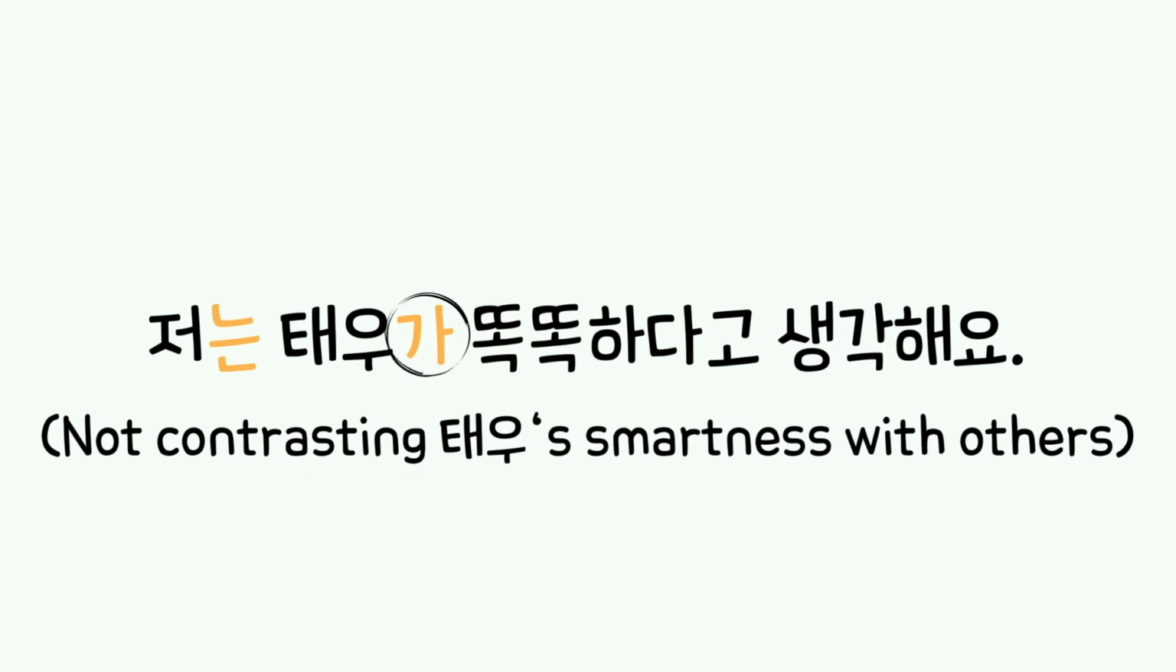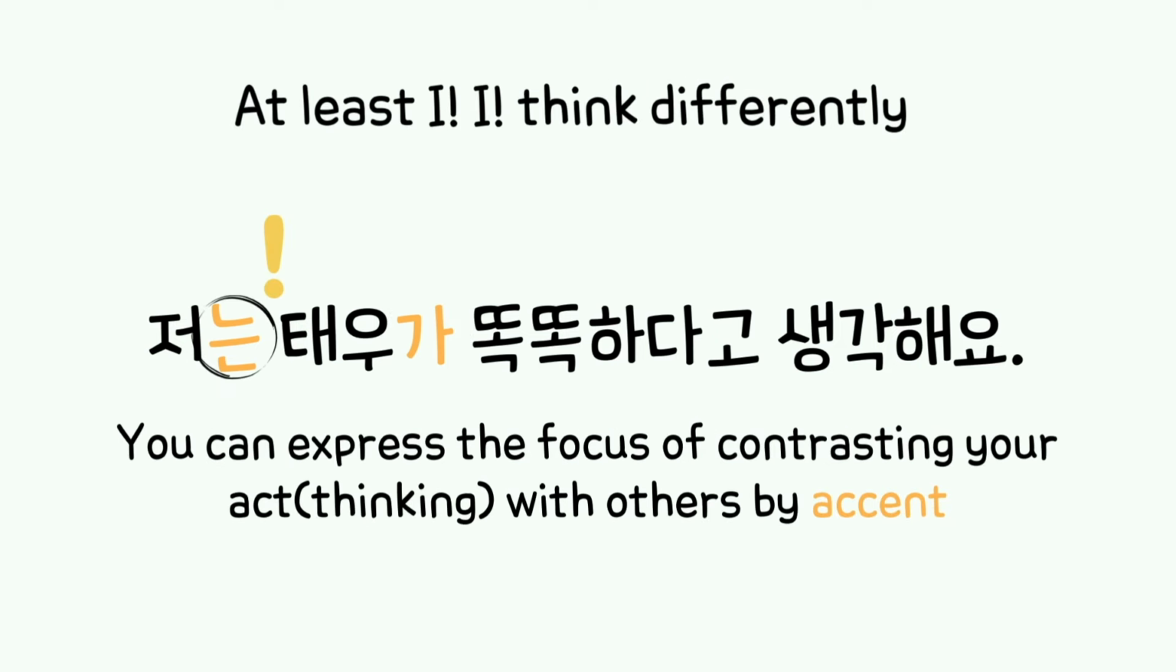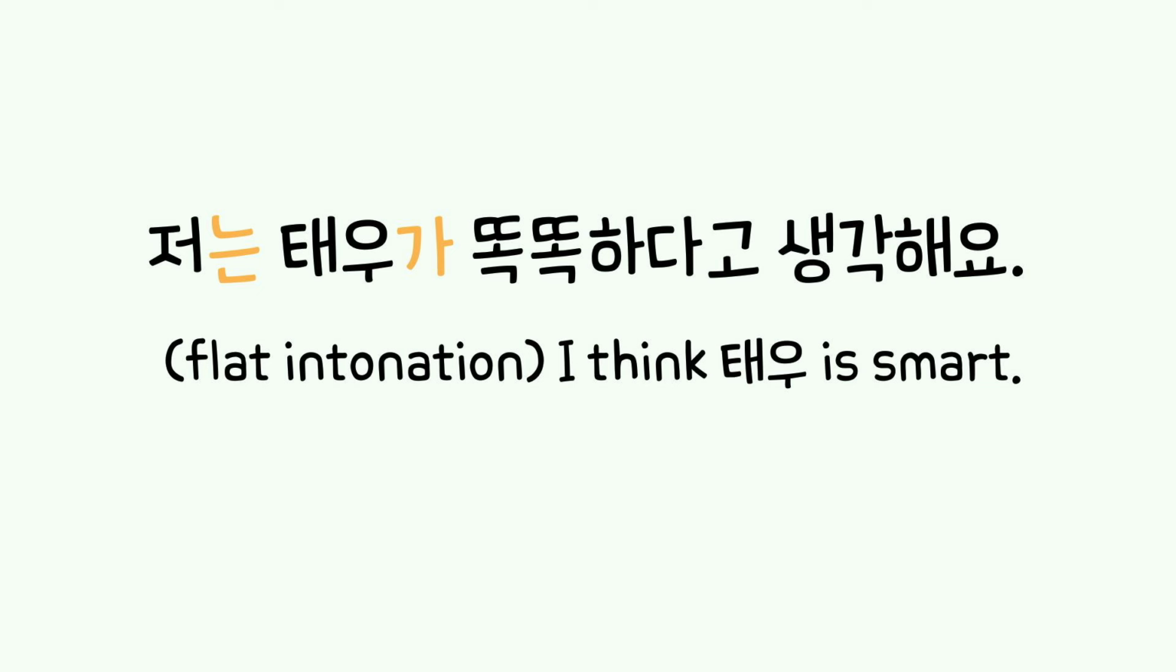But here, you are not contrasting Tae-woo's smartness with others, but just describing Tae-woo is smart. The expression of the contrast can often be represented by your intonation, such as 저는 태우가 똑똑하다고 생각해요. Or 저는 태우가 똑똑하다고 생각해요. It is like you are saying, at least I think differently, by your intonation. However, when you say in a flat way, 저는 태우가 똑똑하다고 생각해요. Then, this sentence can just mean, I think 태우 is smart.